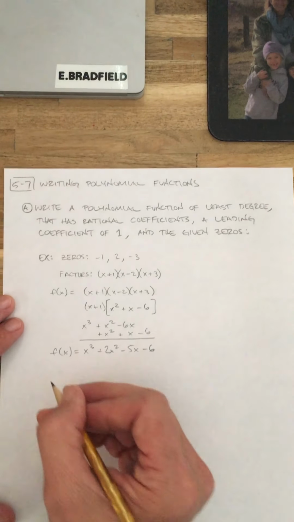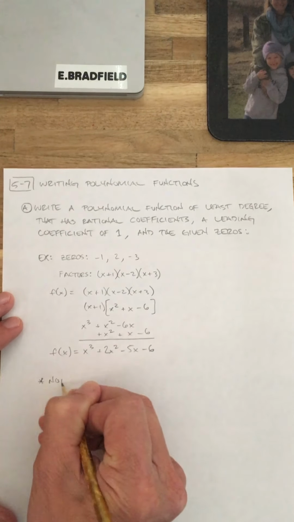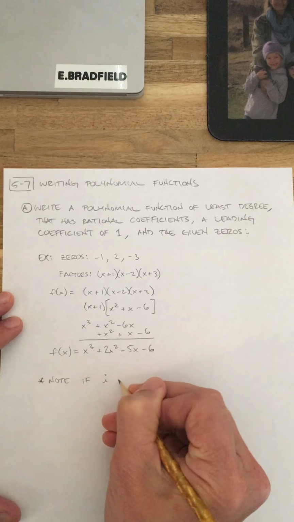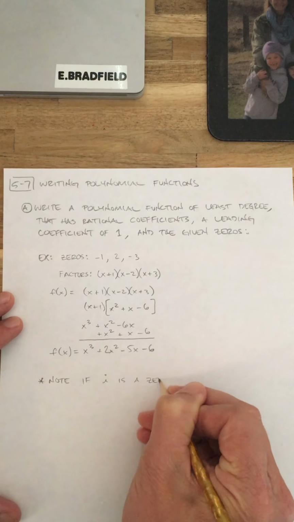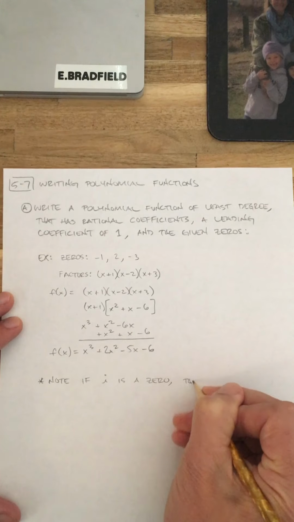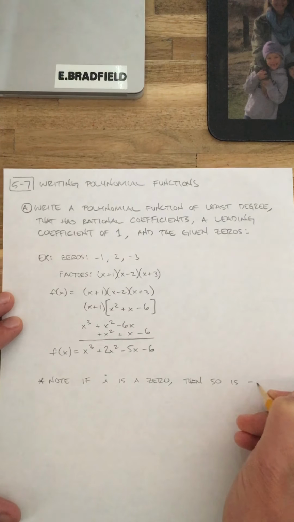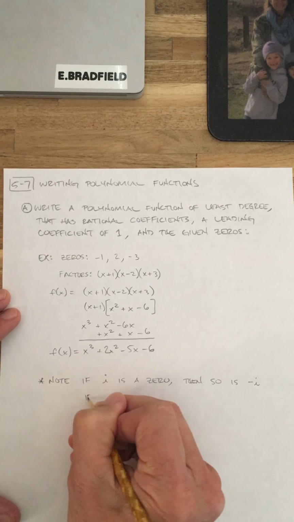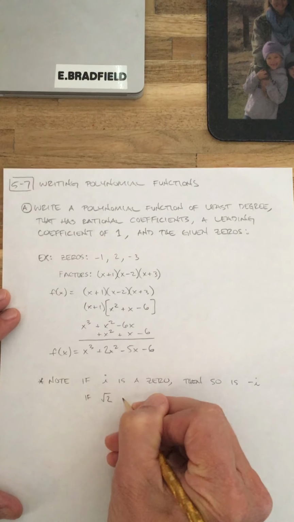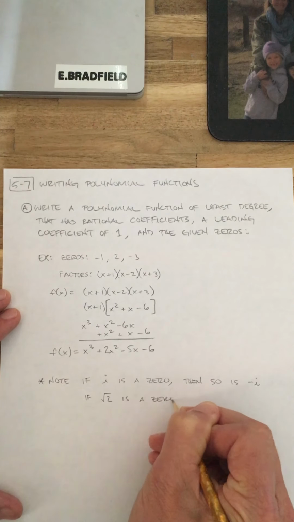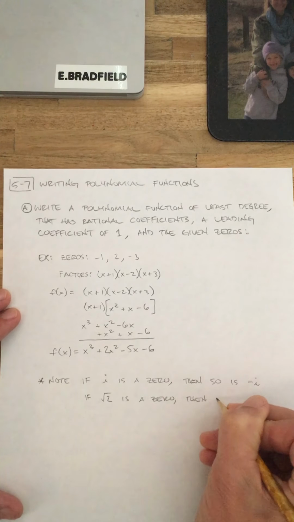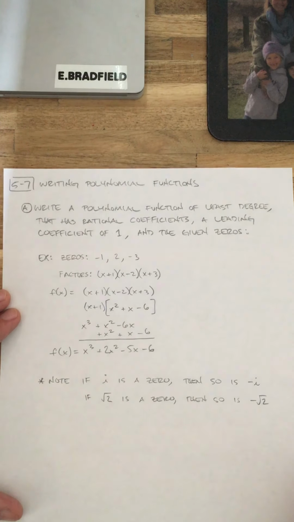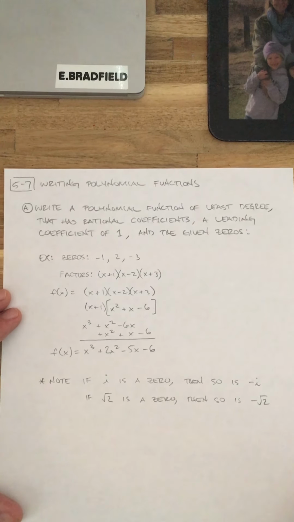All right, a little side note here. Note, if i is a zero, then so is negative i. And if the square root of 2 is a zero, then so is negative the square root of 2. Little side notes there.